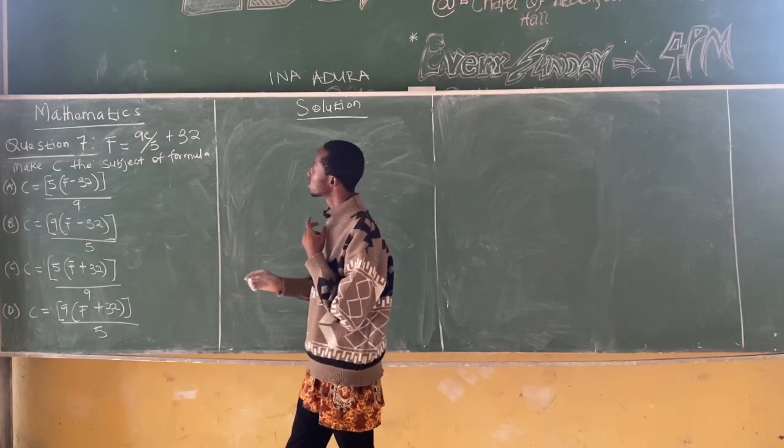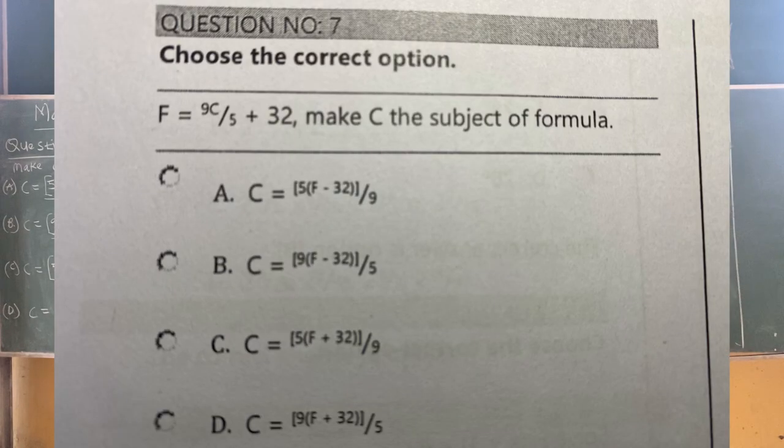Question 7 says F is equal to 9C over 5 plus 32. Make C the subject of formula. We have options A, B, C, D. So let's make C the subject of formula and see which of these options suits the answer.